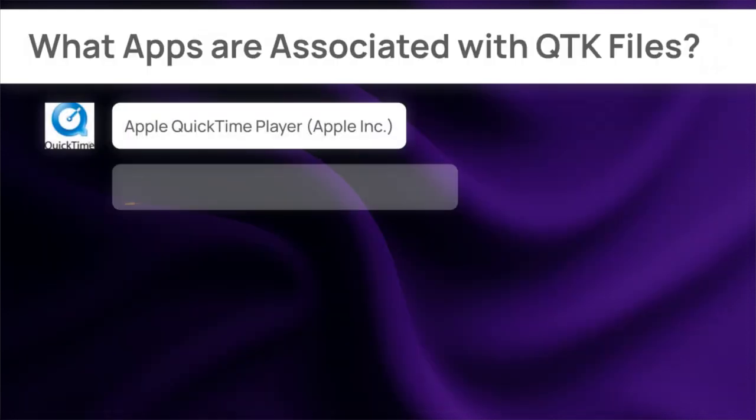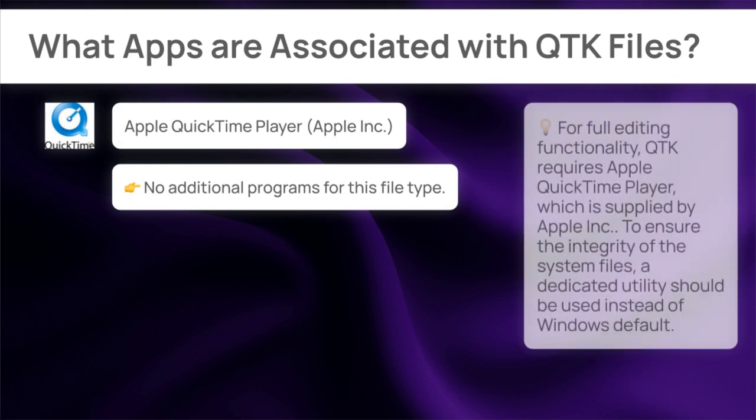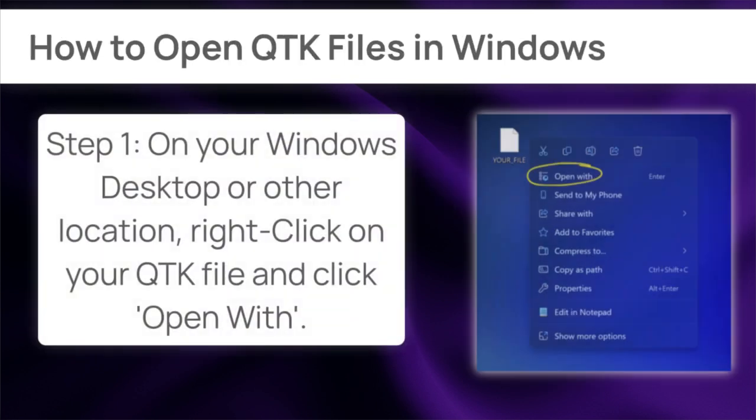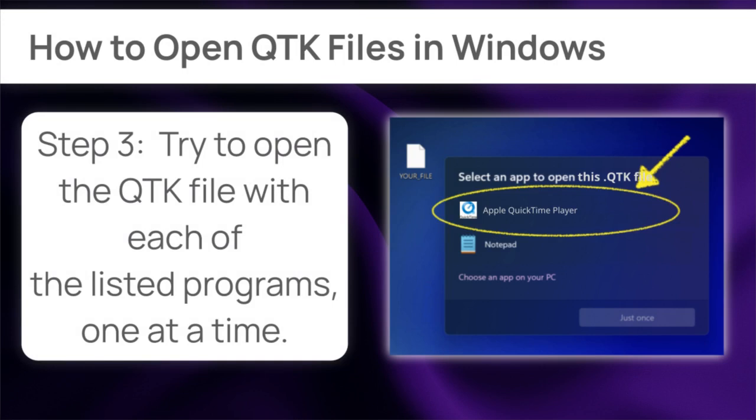If installed, your preferred program for QTK should be the Apple QuickTime Player application by Apple Inc. To ensure the integrity of the system files, a dedicated utility should be used instead of Windows default. Windows offers only basic viewing, so tools or documentation are needed to interpret them correctly. We are performing a foundational software check. Right-click your QTK file and choose Open With. Test with Apple QuickTime Player first. If it's missing, select another program. It's often a simple software fix.